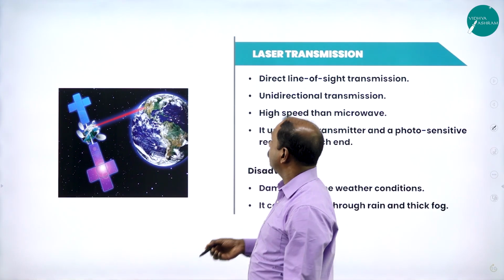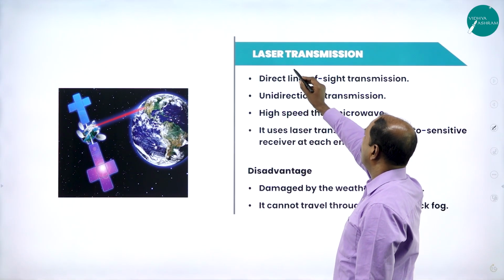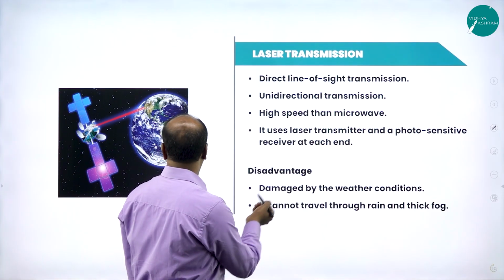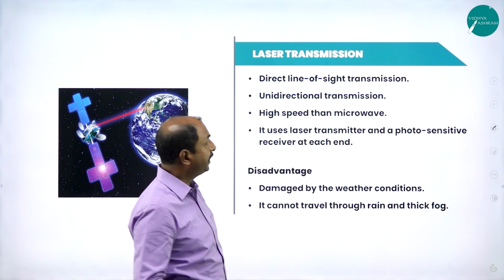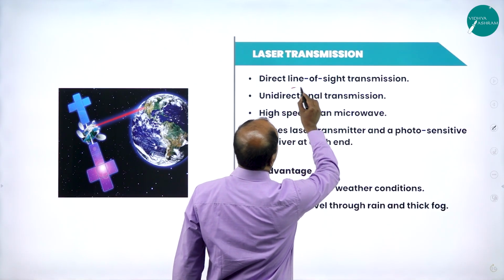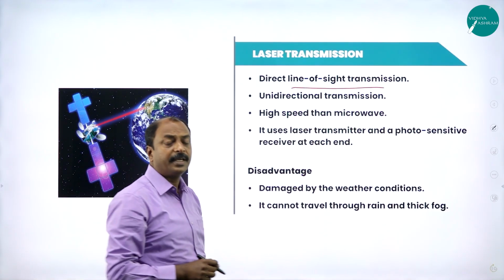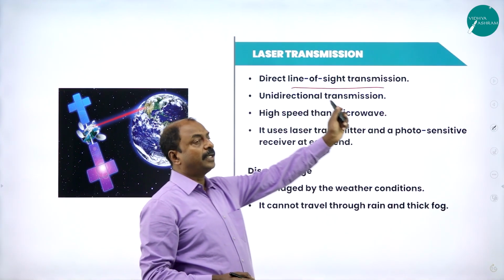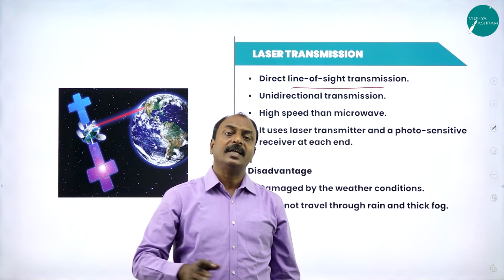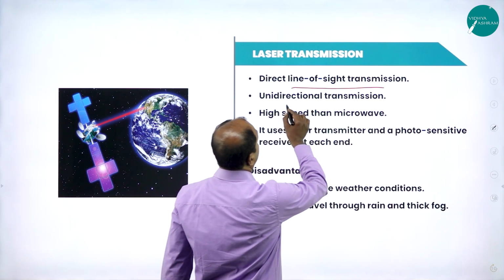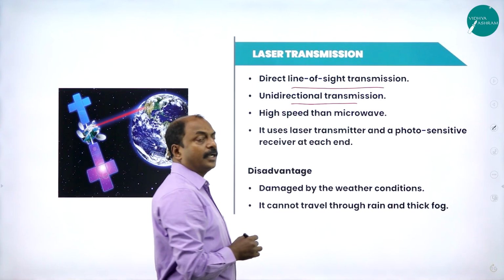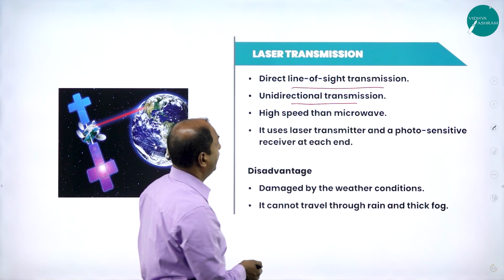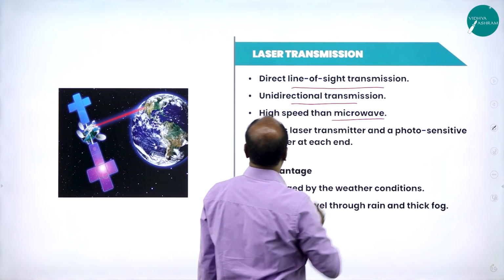Now let us move on to the next technology, that is laser transmission, another form of wireless communication. So here, what is laser? You might have heard about laser or laser light. Here it is a direct line of sight transmission. It means that there should be a direct communication between the source and the destination. And it is unidirectional transmission. I mean, data can be sent only one way at once from one device to another device. And it is higher speed than microwave communication.